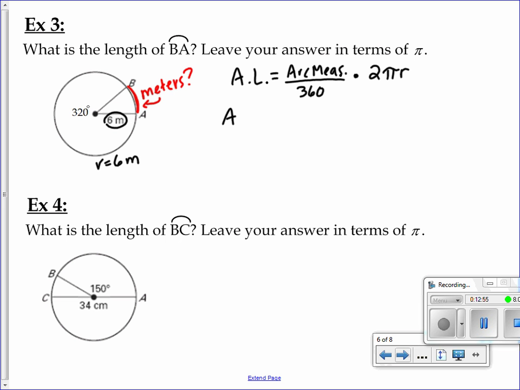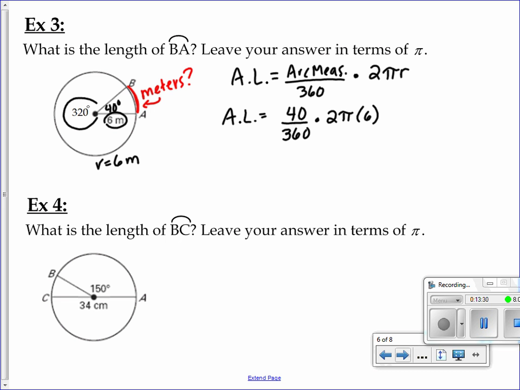Okay, we need to figure out the measure of this arc. Well, you'll notice I've been given the major angle around the central angle. So if the angle around the central angle is 320, how can I figure out the measure of the central angle? Do 360 minus 320. So this angle is 40, which means my arc will be 40. So we'll have 40 over 360 times 2 pi, my radius is 6.